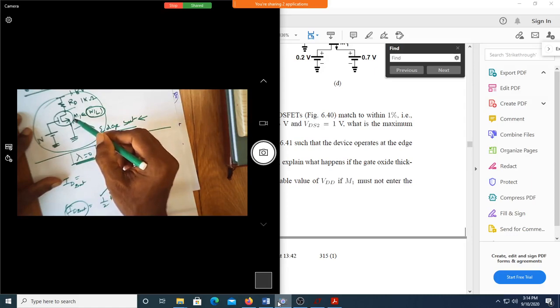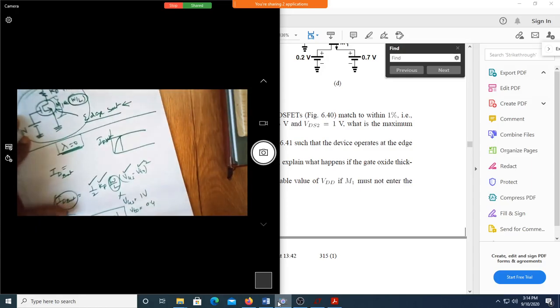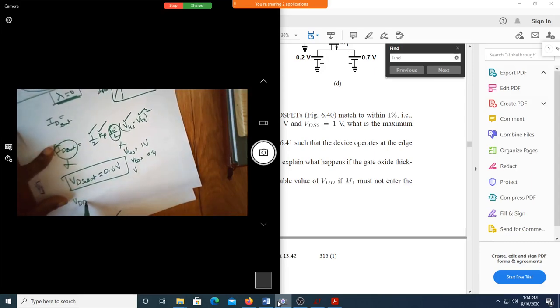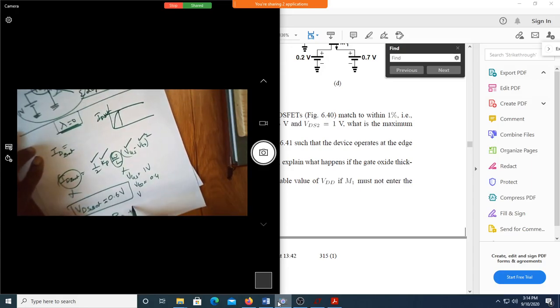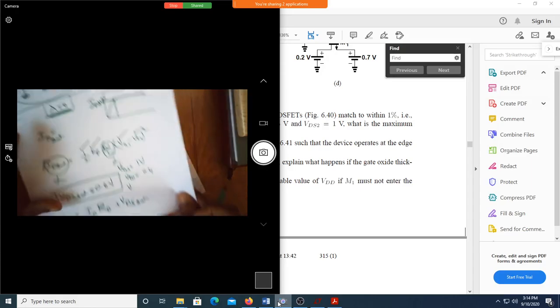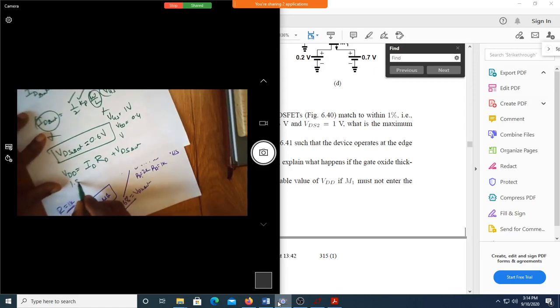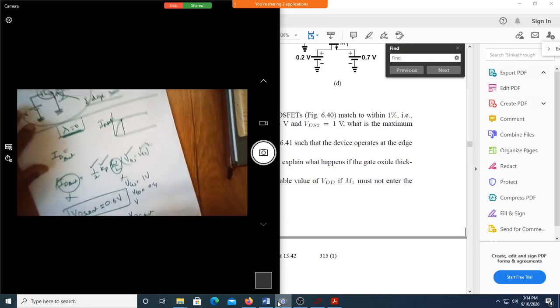For this voltage to be 0.6, shall I write the KVL expression for this one? Shall I write it as VDD is equal to ID into RD plus VDS sat. Correct? So out of this, what all things do you know here? Do you know what is VDD?